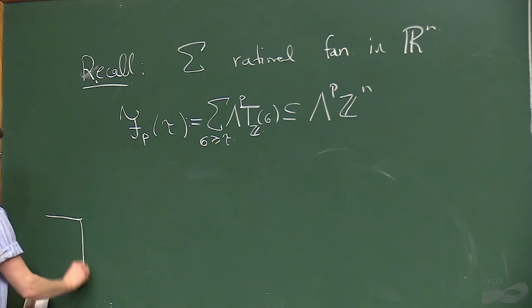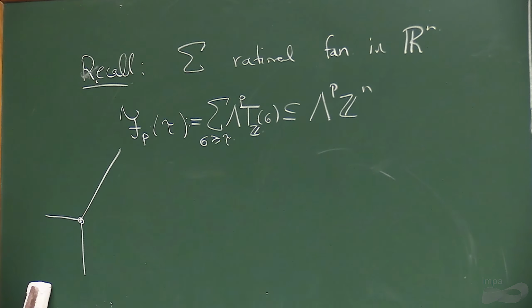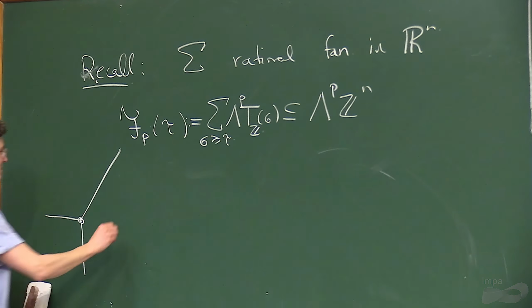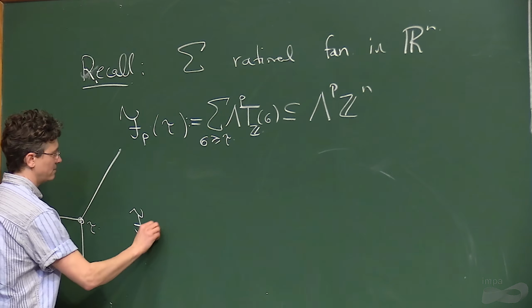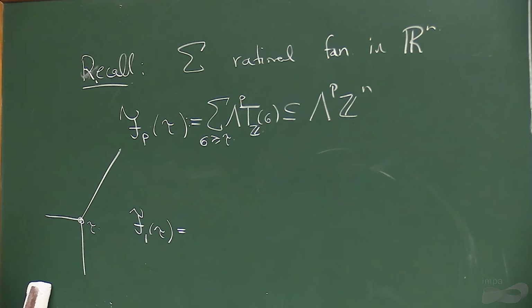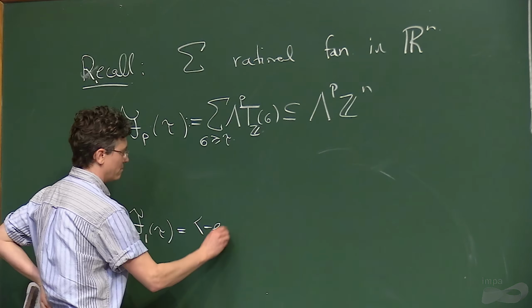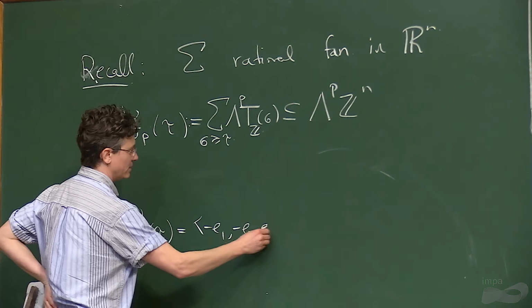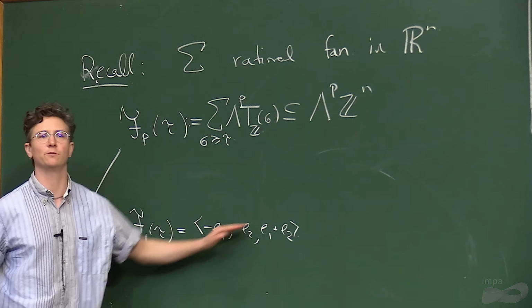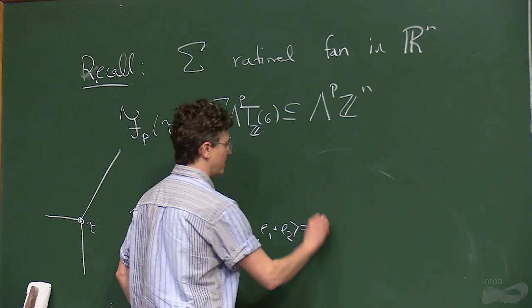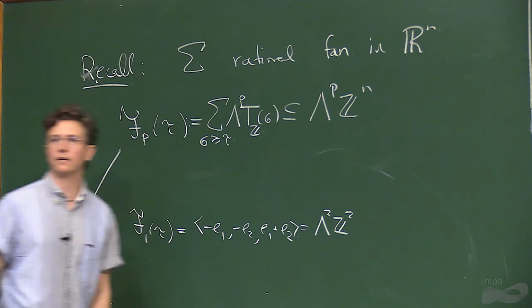So we went a little bit quick last time, but let's just do a simple example of our line case. So if this is tau, we can look at what F1 of tau is, and we'll see that we're allowed to take one vector from any of the rays that are attached to tau, and this will be generated by minus E1, minus E2, and E1 plus E2. Okay, so we have three generators coming from the three faces, but of course there's a relation here, and it ends up being just the entire second exterior power of Z^2.